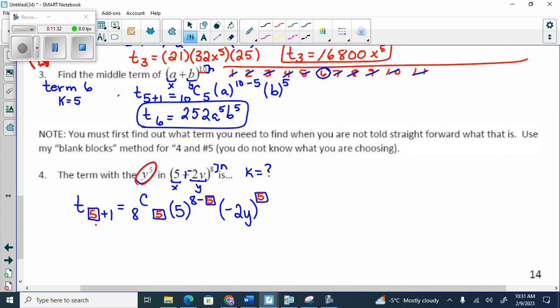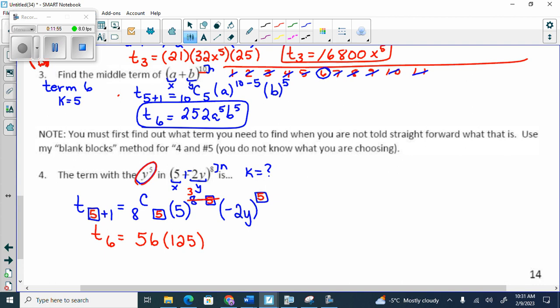So this is term what? 6. Then 8C5, I don't want to do it. What is it? 8C5. Someone give me an answer. 56. Then we have 5 cubed, which is 125.